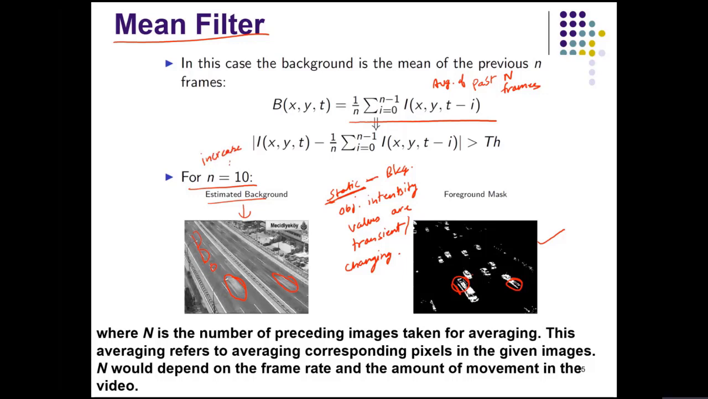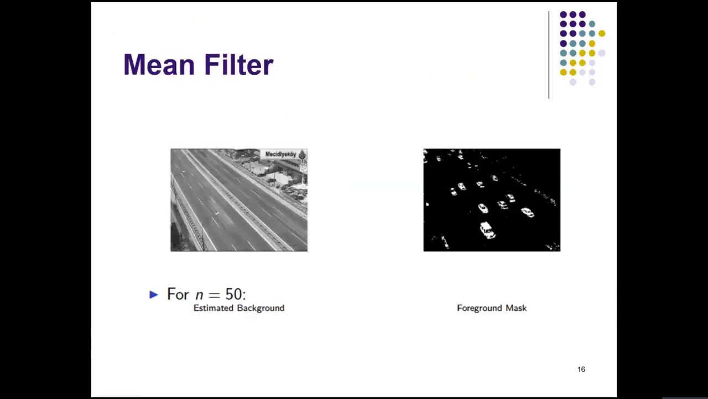So for example, instead of taking N equals 10, if you take N equals 50, then the estimation becomes closer towards the static part. You can see this estimated background is slightly better than the previous one, for the same reason, because now over a larger period, if you take an average, then for at least 25 frames the region will be the background region, and for 25 frames that region may be covered by a moving object. So you will get an averaging closer to the background region, and you can see the foreground result here is much better than the previous one.